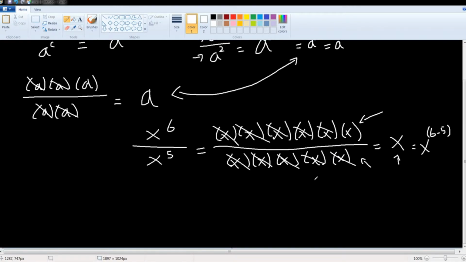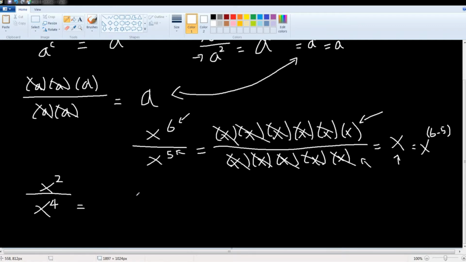So now let's do another example that might be a little trickier. So what happens if the numerator's exponent power is lower than the denominator's power? So let's just say we have x squared all over x to the 4th.